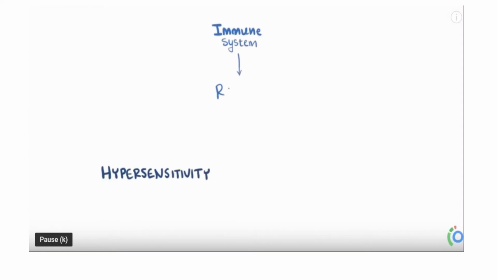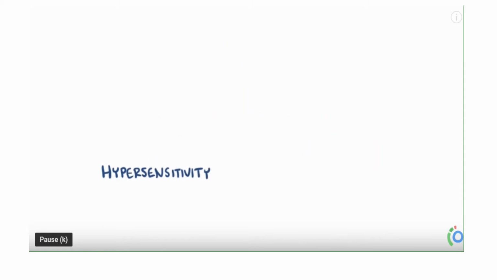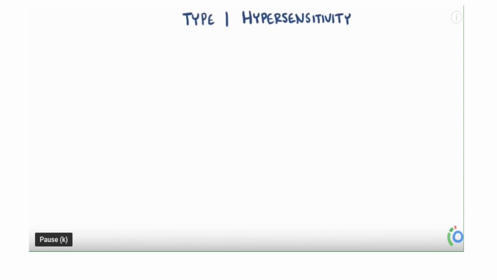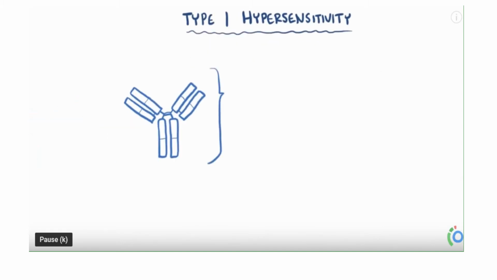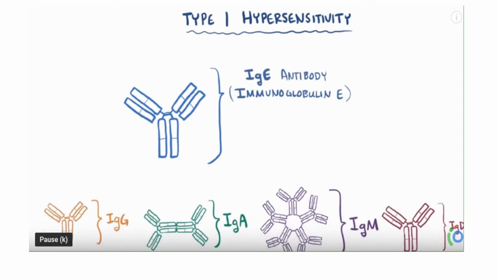reaction. Having a hypersensitivity means that someone's immune system has reacted to something in such a way that it ends up damaging them, as opposed to protecting them. There are 4 different types of hypersensitivities. And in the first type, or type 1, the reactions rely on immunoglobulin E, or IgE antibody, which is a specific type of antibody. The other major ones being IgG, IgA, IgM, and IgD.